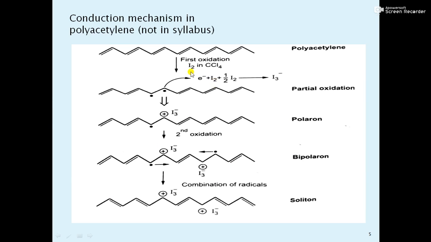As you can see, this is how the process takes place: when polyacetylene comes in contact with iodine in the presence of carbon tetrachloride, one electron goes towards the iodine, it forms I3 minus, and a positive charge develops on the chain. Now, if oxidation takes place one more time, two positive charges develop on the polymeric chain, and this is called a bipolaron.